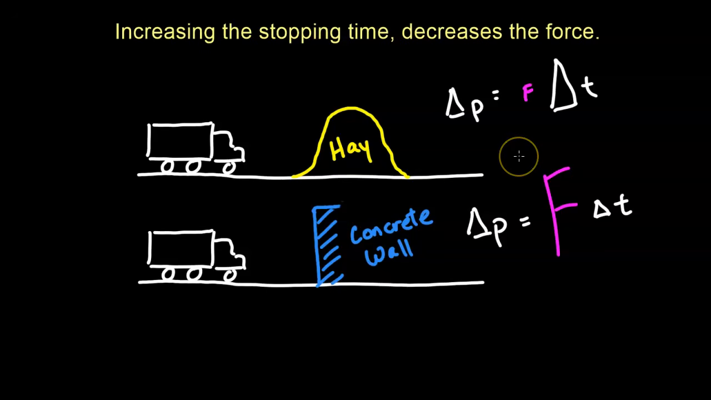So same change in momentum. However, because the stopping time is greater on the hay, it's going to have a smaller force. And this is why airbags are helpful, because the airbags in a car extend the stopping time and thereby decrease the impact force on the passenger.